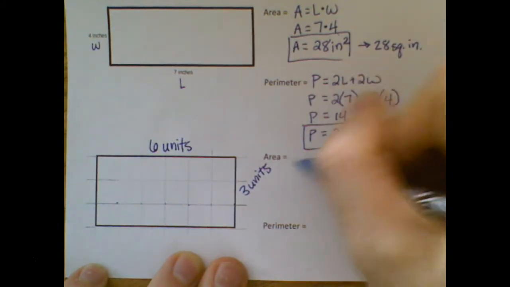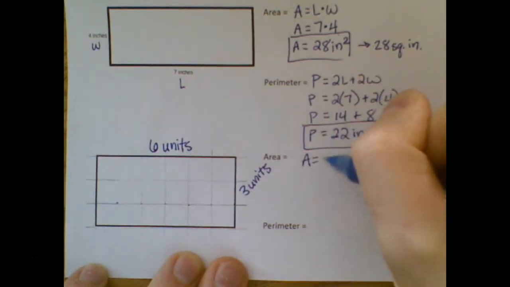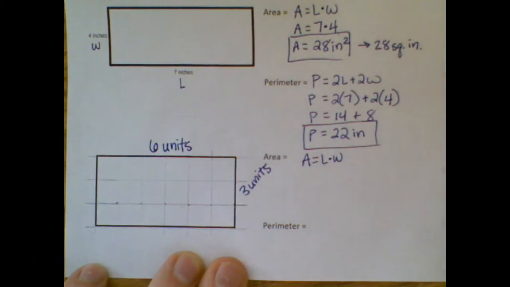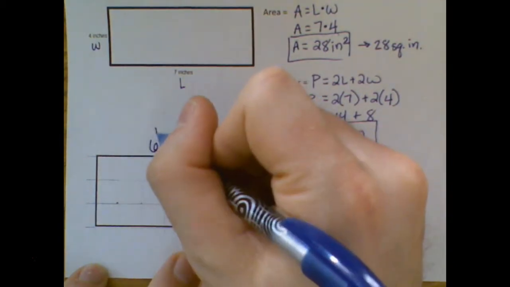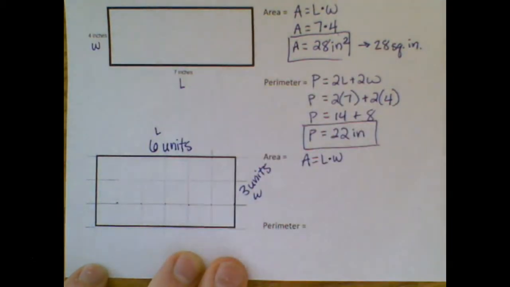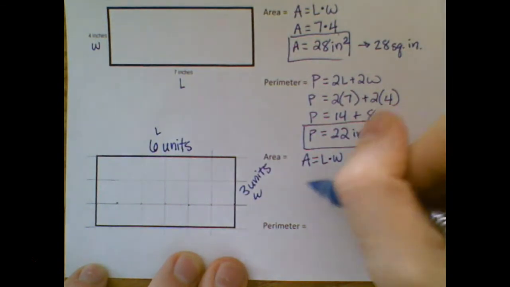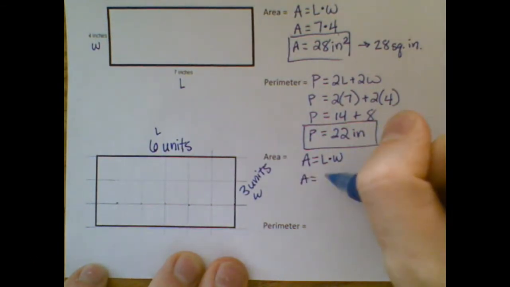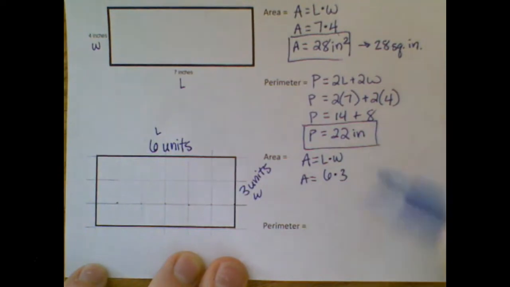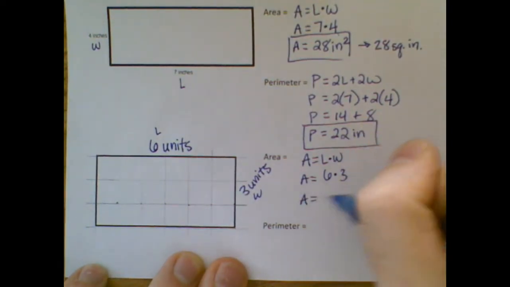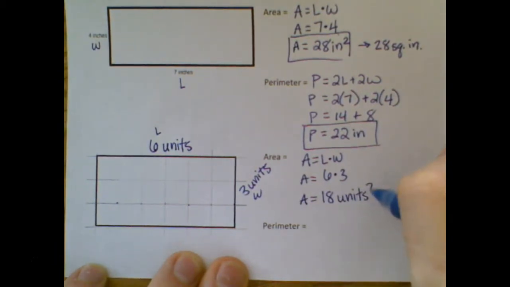So area formula, same thing. A equals L times W, length times width. Going to call the length 6, the width 3. Area is 6 times 3, which is 18 units squared.